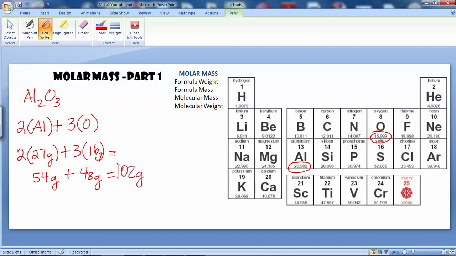And that's equal to 102 grams. And we can write 1 mole of aluminum oxide is equal to 102 grams of aluminum oxide.